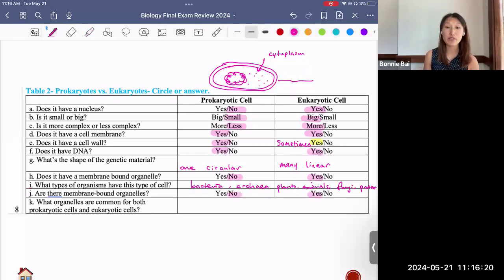Organelles that are common for both, you really just want to think about what's in a prokaryotic cell. If a prokaryotic cell has a cell membrane, the eukaryotic cell has it. The prokaryotic cell has DNA. It's not really an organelle, but it's still a cell compartment. So we're emphasizing here that everybody has it. Eukaryotic cells also have DNA.